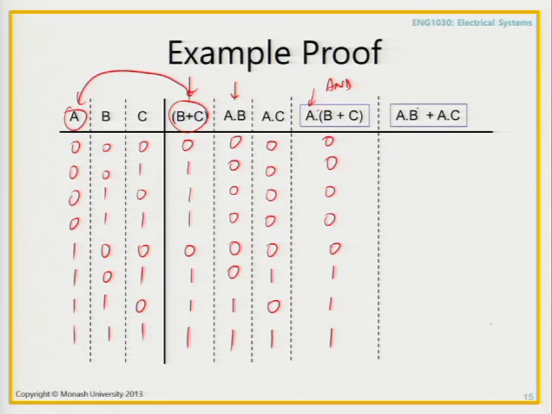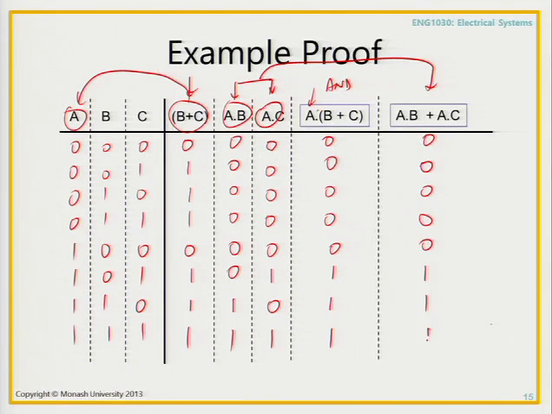And finally, we look at these two and we OR them together. So we've got A and B or A and C, right? So let's OR them together. So looking at these two columns, what's this one? 0, 0, 0, 0, 0, 1, 1, and 1.